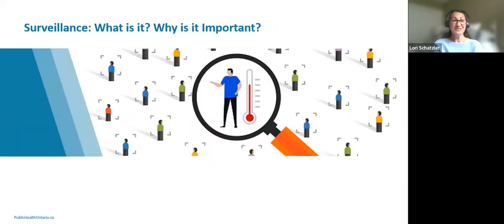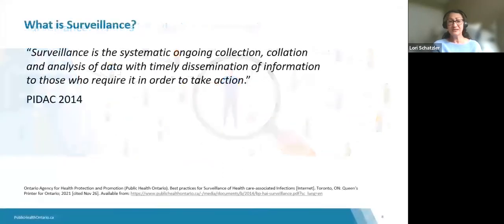So before we jump into the components of surveillance, I think it's important to stop and pause to talk about what surveillance is and why it's important as part of an IPAC program. And I like to look at surveillance as kind of a two-part system. One is having a very organized, ongoing way of collecting information within your facility, within your home as part of your IPAC program, to improve specific areas of population health. So the first part is really gathering that information and manipulating it in a way that makes sense.